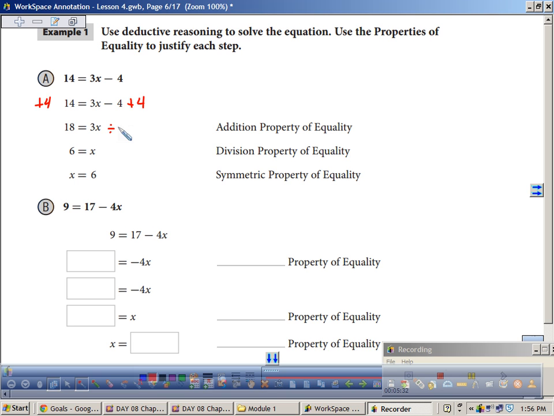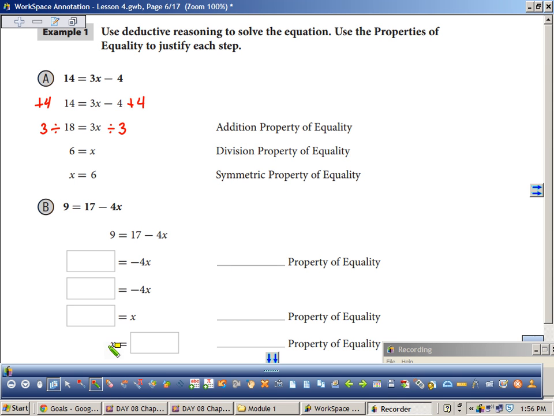Then what? To get from 18 equals 3x to 6 equals x. Good job. Divide by what? 3. Divide both sides by 3. And then what about from here? 6 equals x. They changed it to x equals 6. And you just switched it around, right? Which is symmetry, which we have right here. The symmetric property. It looks like I crossed it off. So switching it around is the symmetric property.